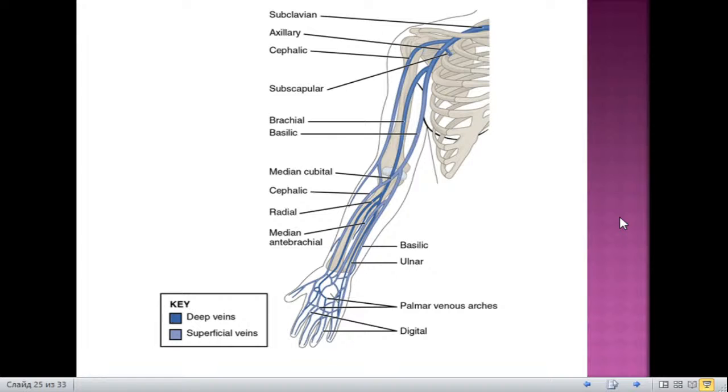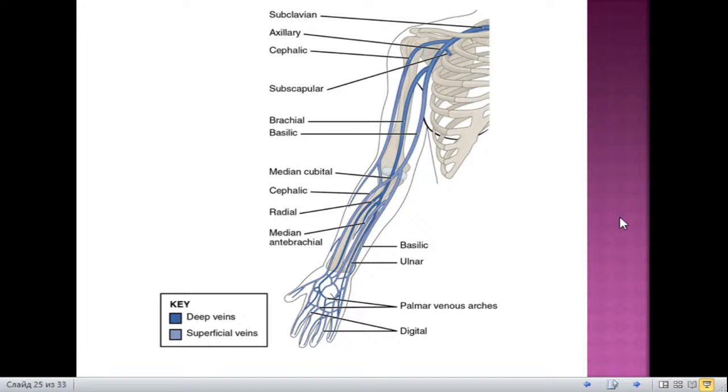In the upper limb, we are going down. All of the blood from the upper limb will be collected by the subclavian vein. After that, the subclavian, you remember, unites with the internal jugular to form the brachiocephalic vein, and both brachiocephalic veins drain into the superior vena cava. But what is interesting? What are the interesting features of the veins in the upper limb?